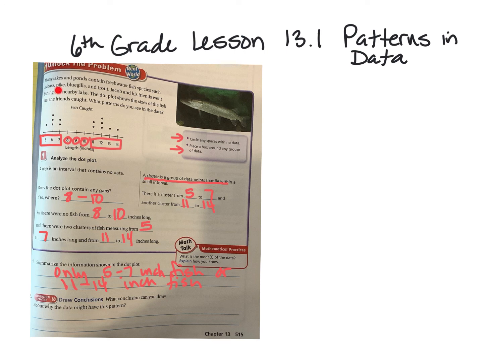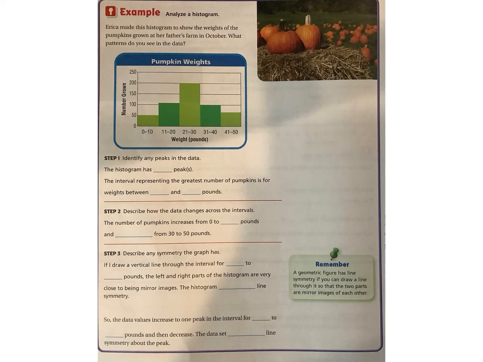And maybe these types of fish don't generally run that size. So these are smaller fish, and those were the ones caught there. And these were bigger fish, so those were the ones caught there. That could have been why there was that gap in there, because there's different types of fish. You can word that however you want on this bottom part. So that was dot plots.